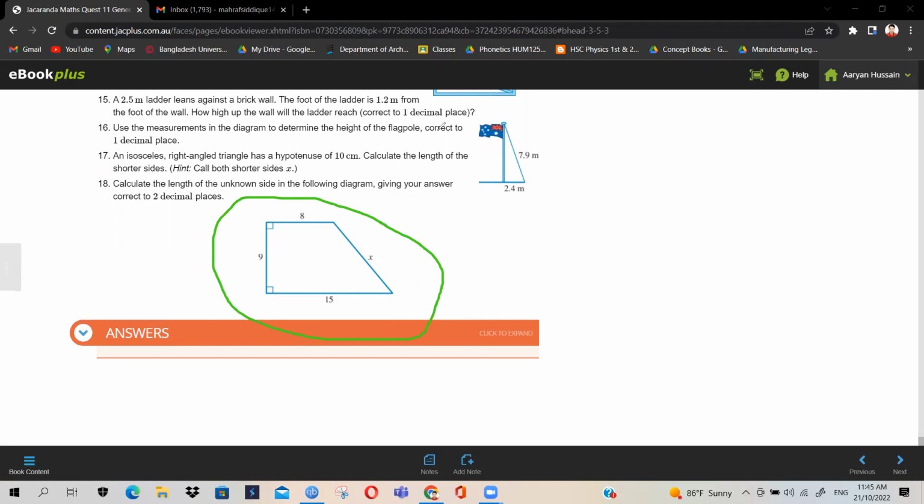So cut the shape into two different shapes, one which is a rectangle, 9 by 8, and one which is a triangle, 7 by 9. Right. And then this will be 7 and this will be 9, right? That is what you say. Yes. Very good.